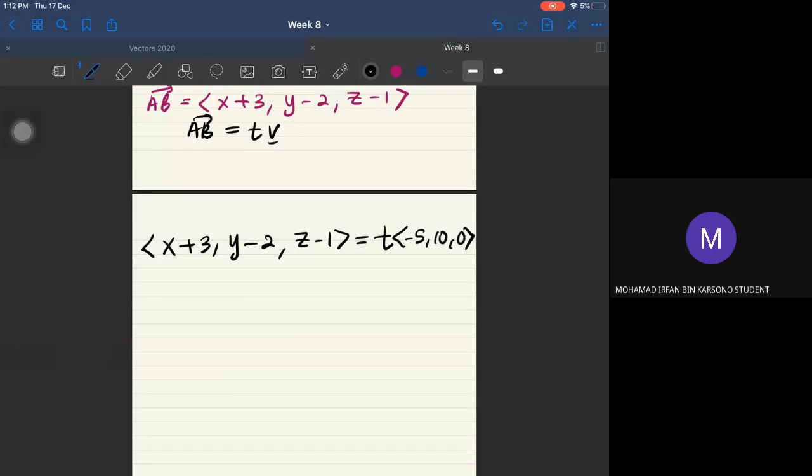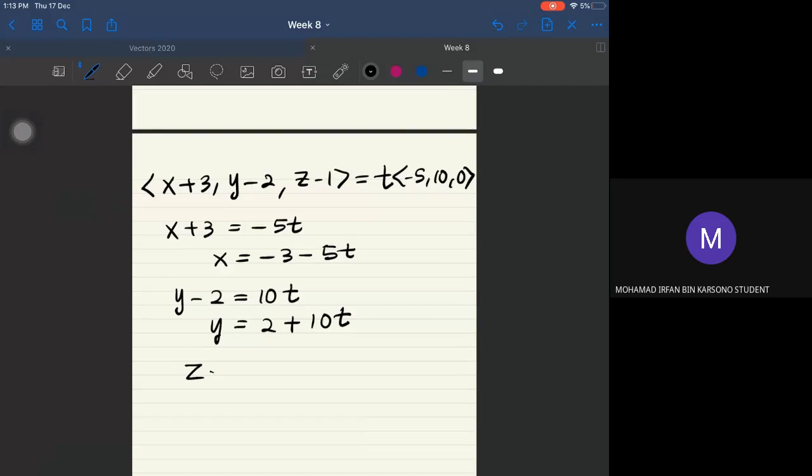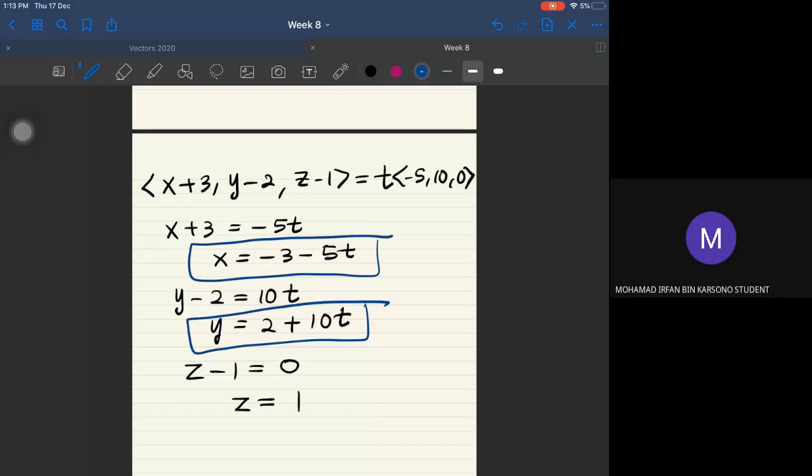Okay. So if you solve for this one, you akan dapat x plus 3 is equals to negative 5t. So x is equals to negative 3 minus 5t. Y minus 2 is equals to 10t. So y is equals to 2 plus 10t. And the last one, z minus 1 is equals to 0. So z is equals to 1. So therefore, this is your parametric equation.